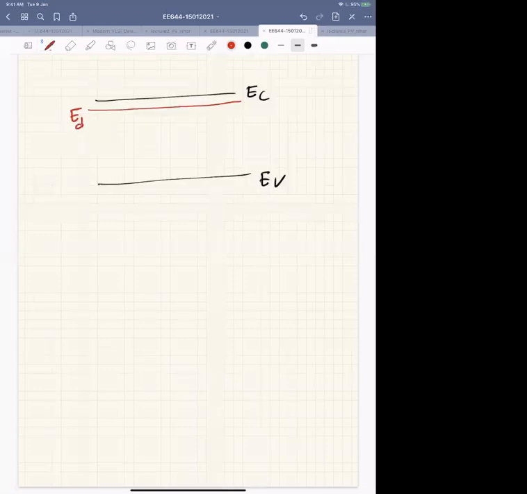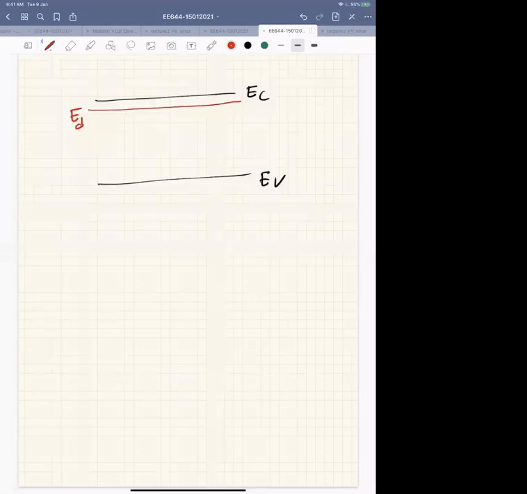Keep in mind, when I'm talking about the intrinsic level or Fermi level, I was always telling you they are fictitious labels. But this is not a fictitious label. This is a real energy state created, and it is right below the conduction band for arsenic.